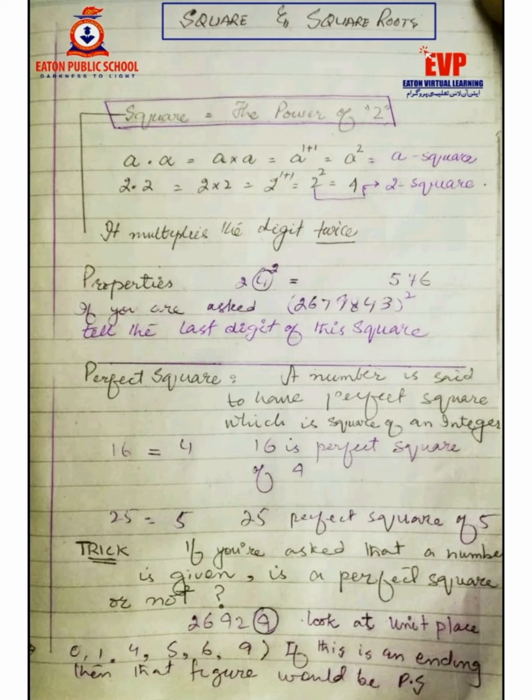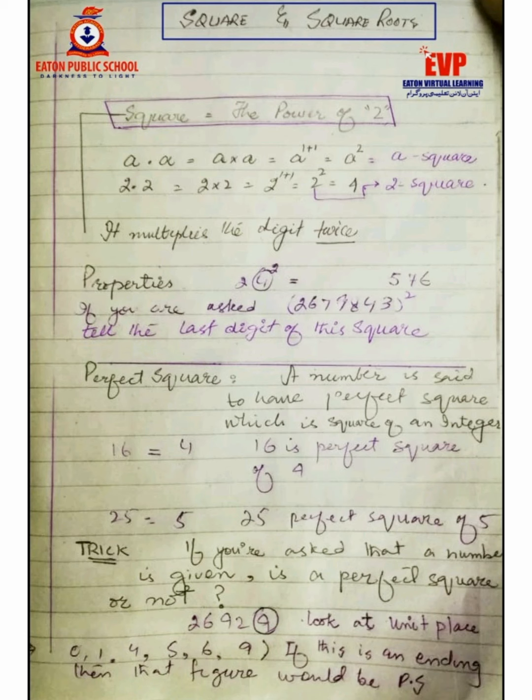So instead of going into the details of multiplication, we can find out the last digit of a square by this property. For example, if the last digit of that big figure is 3, as you can see in the slide, we know that the perfect square of 3 is 9. So we can say that this perfect square would end in 9.